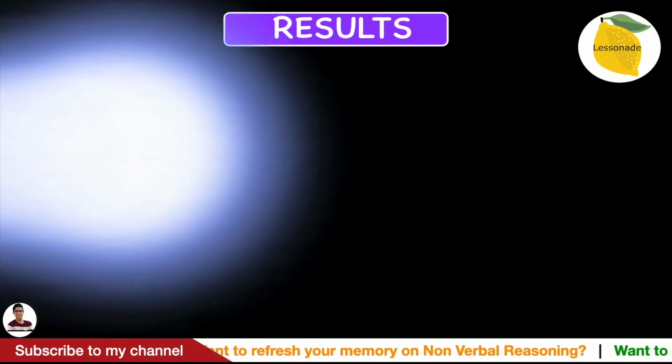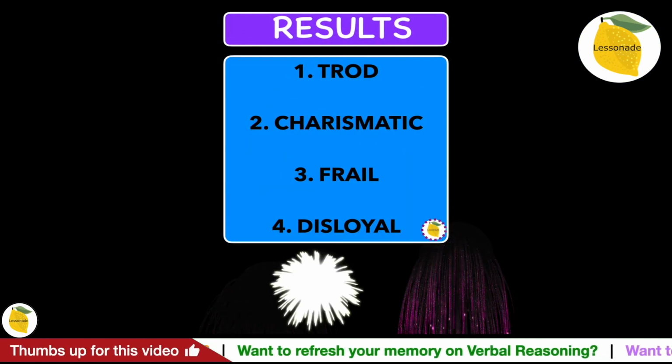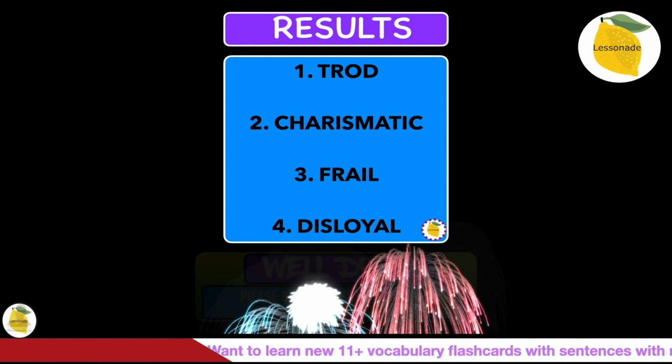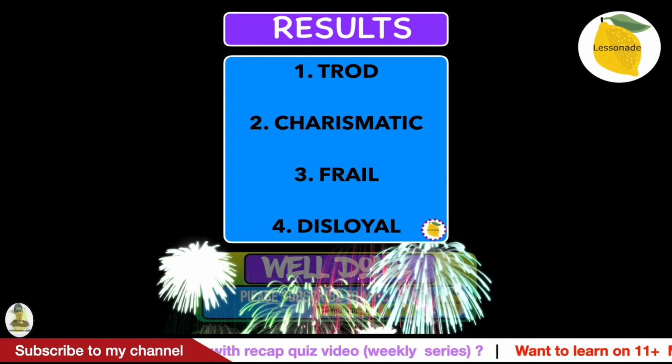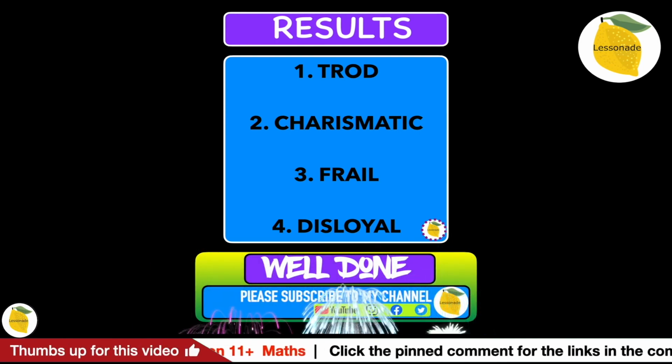And here are the results. Question number 1 is trod. Question number 2 is charismatic. Question number 3 is frail. And our final question, question number 4, is disloyal. So well done for attending the quiz, and I hope you got all right.